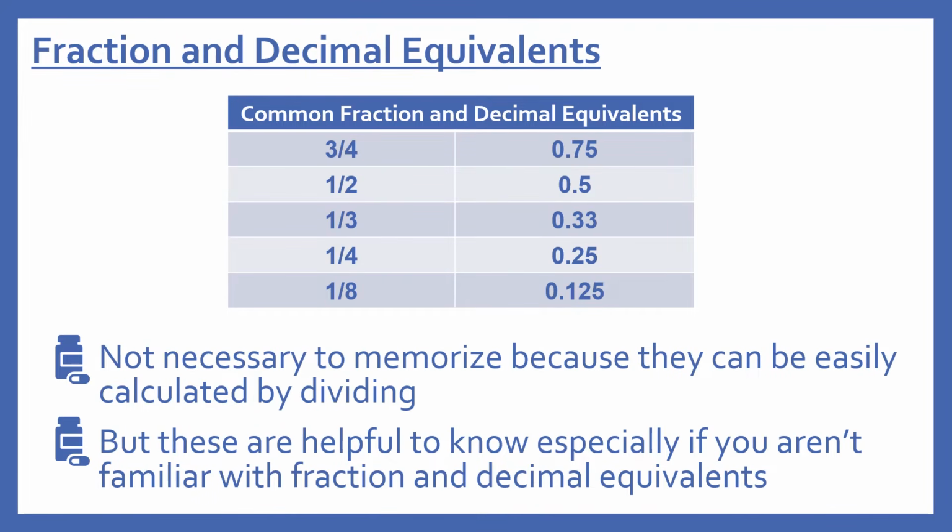So we'll look now at some fraction and decimal equivalents. These are common ones that you may see. 3/4 equals 0.75. 1/2 is 0.5. 1/3 is 0.33. 1/4 is 0.25. 1/8 is 0.125. Now, it's not necessary to memorize this because they can easily be calculated by dividing, but these are helpful to know, especially if you aren't familiar with fraction and decimal equivalents.